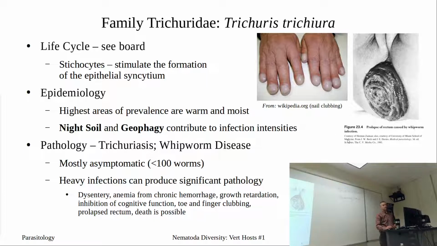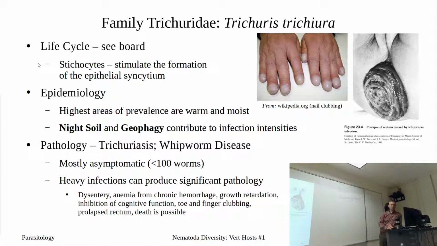Prolapsed rectum, that's awful. But again, severe inflammation and irritation in the rectum, in the large intestine, will actually cause it to prolapse out of the individual. And in some cases, death is possible. That's just your body fighting it. It can't take any more, so it starts to shut down. Fortunately, most of the cases are asymptomatic.